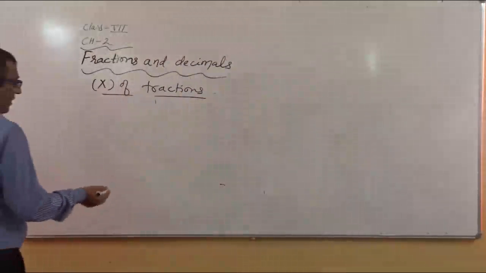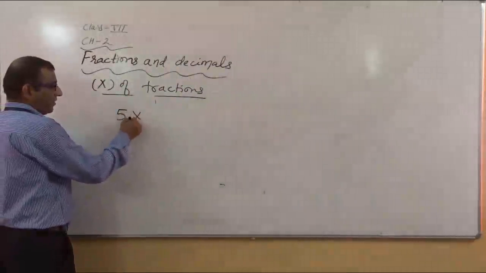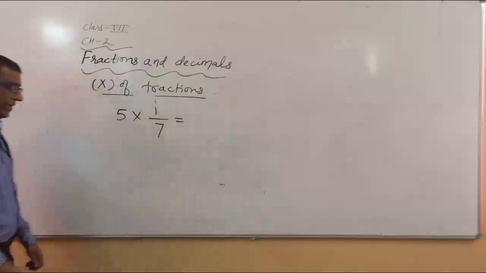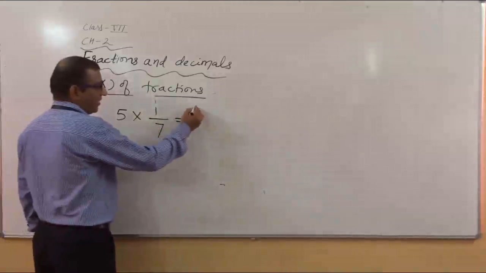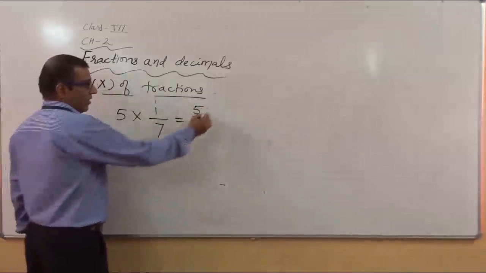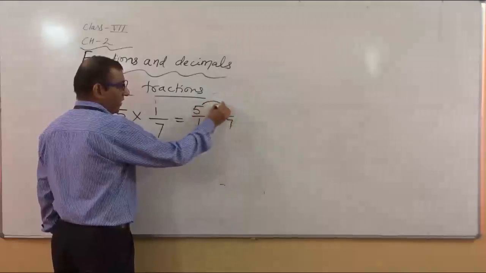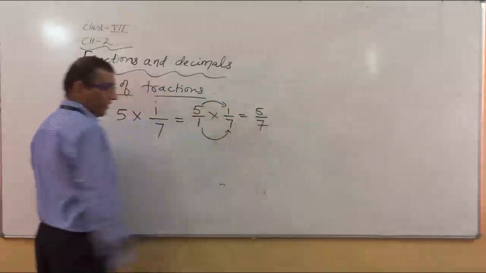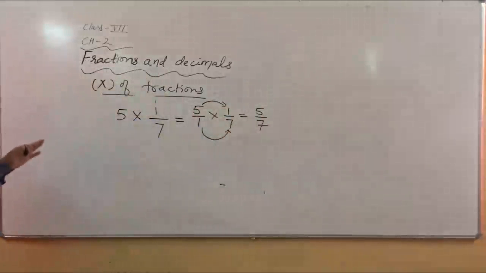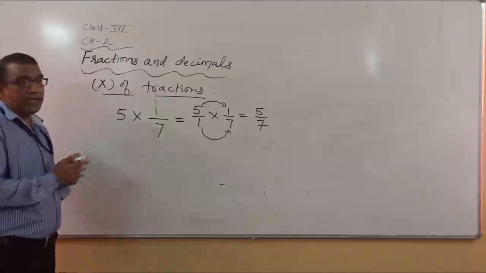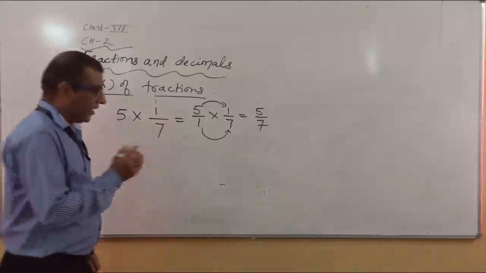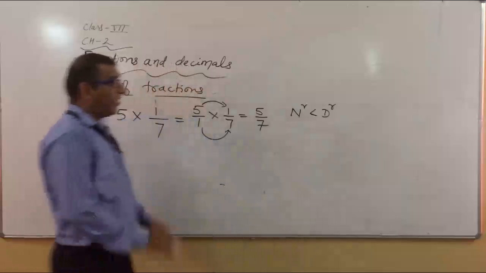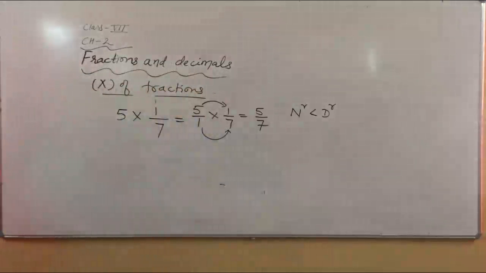So if I am taking 5, this is a whole number, multiply by 1 upon 7. So how will we multiply? It is better if we write 5 as 5 upon 1, and multiply it by 1 upon 7. So 5 multiplied by 1 becomes 5, and 1 multiplied by 7 becomes 7. And if you see 5 upon 7 here, the numerator is less than the denominator. If the numerator is less than the denominator, that type of number is known as a proper fraction. So we can't convert 5 upon 7 into a mixed fraction.